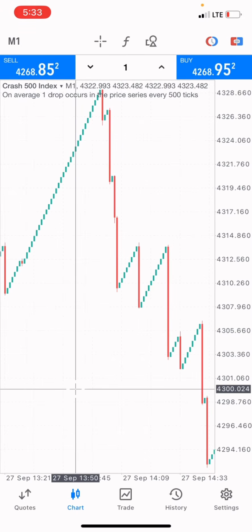With this strategy, we're going to be using just two indicators, which are the average directional movement index and also the MACD. We're going to be using one of the indicators to catch spikes, and the other indicator we're going to be using to take 4 candles.